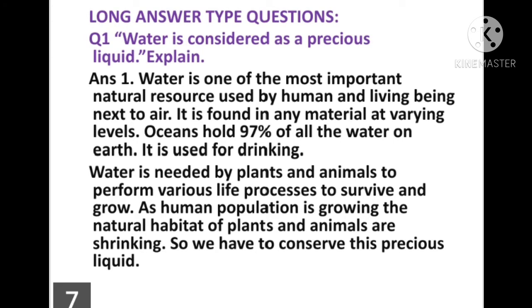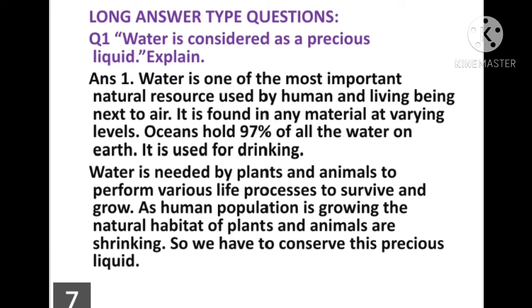Long answer type question. First question is, water is considered as a precious liquid. You have to explain. Now, water is one of the most important natural resources and this is used by humans and living beings next to air. It is found in any material at varying levels. Any material means different fruits, vegetables, living matter, they contain water. Oceans hold 97% of all the water on the earth.